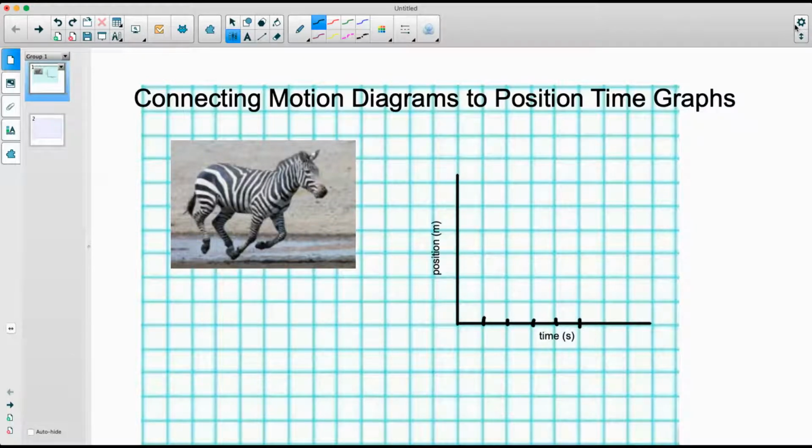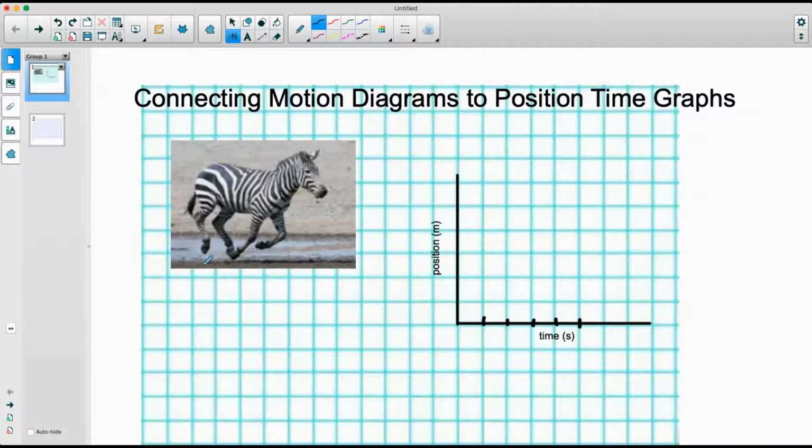Okay, in this video, I'm going to show you how to connect motion diagrams to position time graphs. And the reason you might want to think about this is maybe you're particularly good at drawing motion diagrams. Like you can take a situation like a zebra running across the plains, and you can figure out pretty easily what the motion diagram would look like. But maybe you struggle with what the position time graph would look like. So if you can do the motion diagram, you can do the position time graph if you connect the two of them. And so that's what we're going to try to do here.